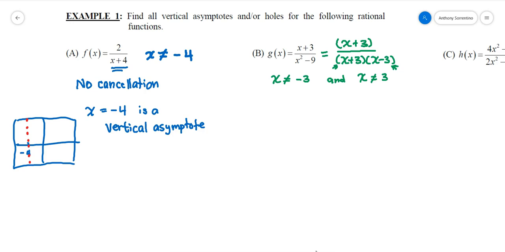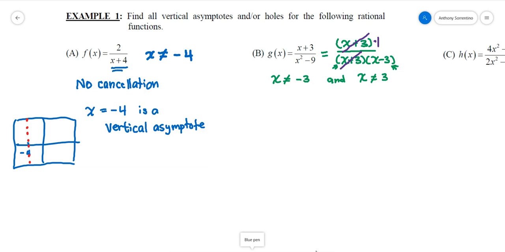But what kind of domain restrictions are these? Well, if I look at the function in front of me, once in the factored form, I can see that the top has an x plus 3 being multiplied essentially to 1, and I have an x plus 3 on the bottom being multiplied to x minus 3. That means that I can cause a cancellation.